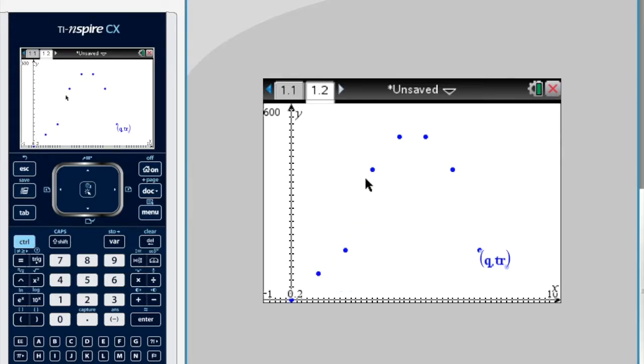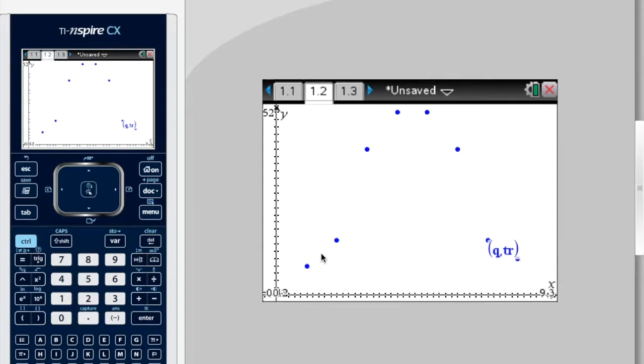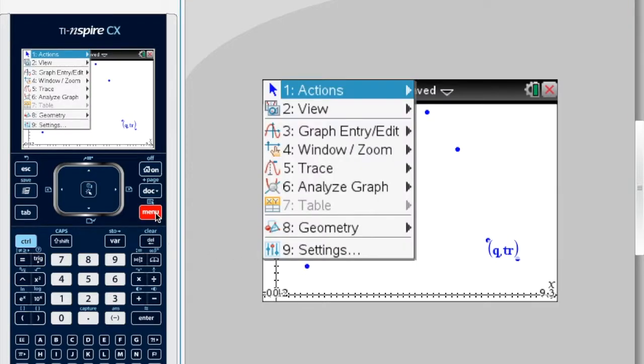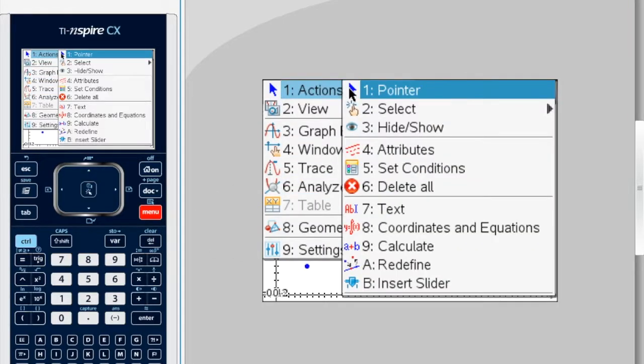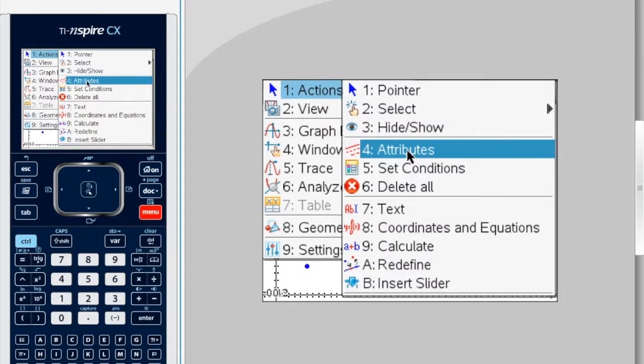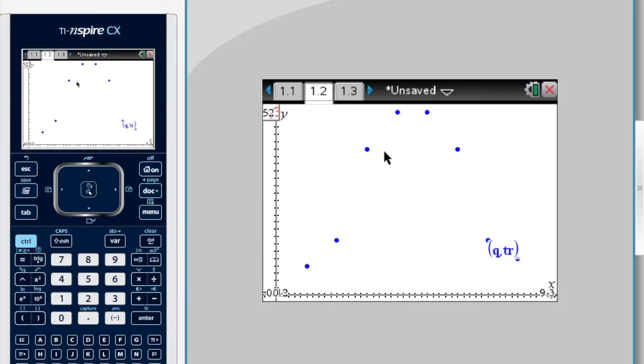So here's all the data for TR against Q. Down here, instead of X, is actually Q, and up the Y value is TR in this case. To join these dots, just press Menu, Actions, and Attributes, number 4. Then nothing happens, but if you move your slider over to one of the points, it says scatter plot S1. Yep, that's what we want to change.